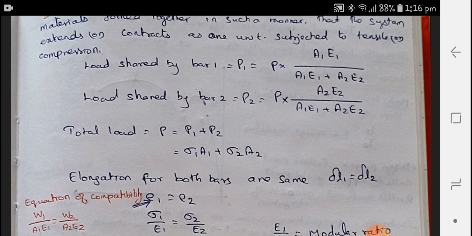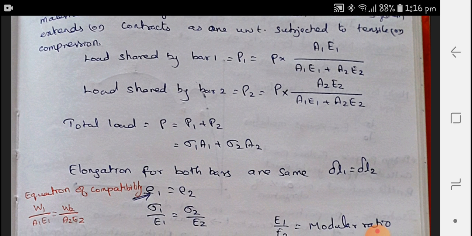Sigma 1 means stress in the bar A, stress in the material 1, and A1 is the area of the material 1, plus sigma 2, stress in the material 2, and A2, the area of the material 2.